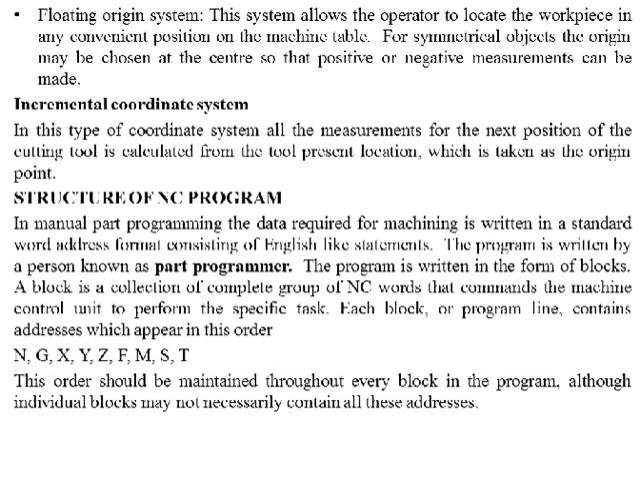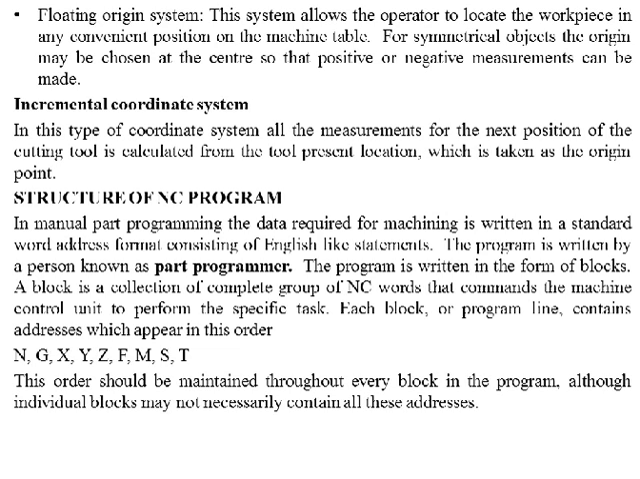Let us now discuss the next topic, that is the structure of an NC program. In manual part programming, as we discussed, the programmer writes the part program manually using M codes and G codes. In manual part programming, the data that is required for machining is written in a standard word address format consisting of English-like statements. The program will be written by a person known as a part programmer.